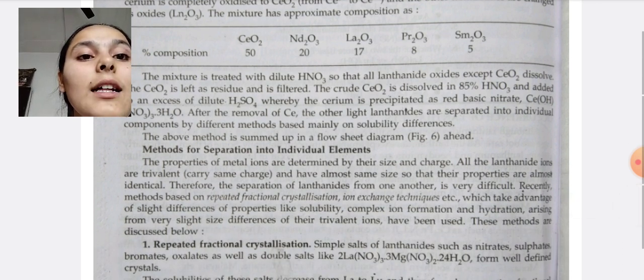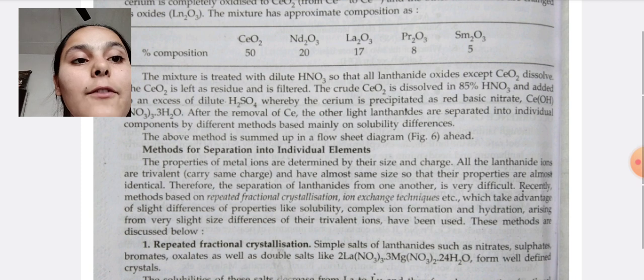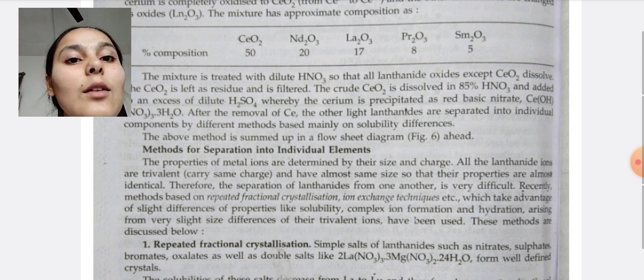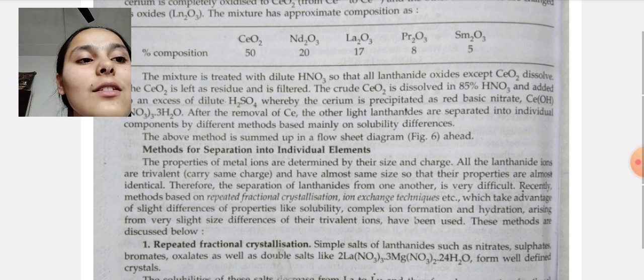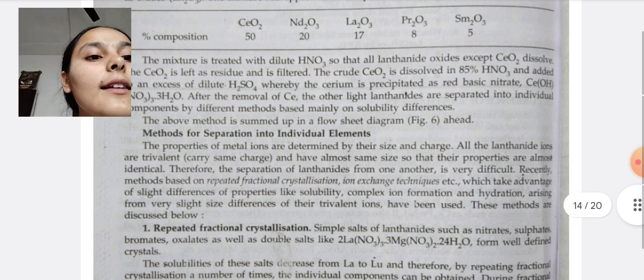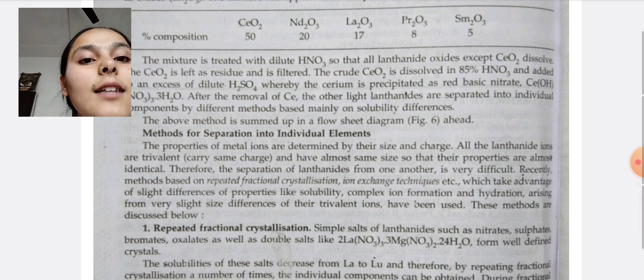Methods for separation into individual elements. The properties of metal ions are determined by their size and charge. All the lanthanide ions are trivalent and have almost the same size, so their properties are almost identical. Therefore, the separation of lanthanides from one another is very difficult. Recently, methods based on repeated fractional crystallization, ion exchange techniques, etc., which take advantage of slight differences of properties like solubility, complex ion formation, and hydration, arising from very slight differences of their individual trivalent ions, have been used. These methods are discussed below.